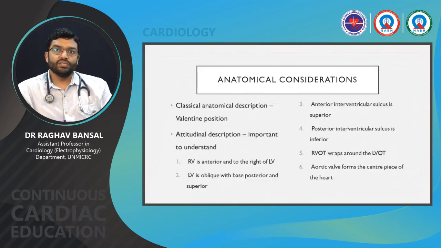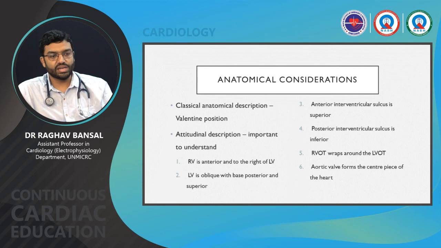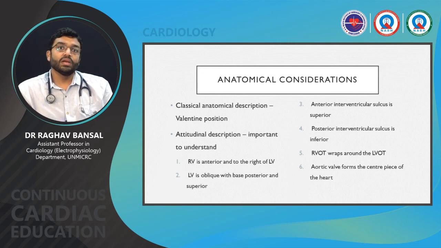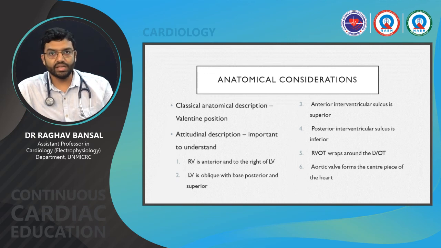To understand the ECG localization and origin, we first need to understand a few anatomical considerations. Classically, what we have learnt in the dissection hall is that the anatomical description of the heart is in the Valentine position, where the heart is held straight in the hand with the apex at the bottom and the right and the left atria above. We will see this in a figure in the next slide. And it is important to understand how the heart lies in the thoracic cavity in the patient. That is the attitudinal description of the heart, and we need to understand that the RV is anterior and to the right of the LV.